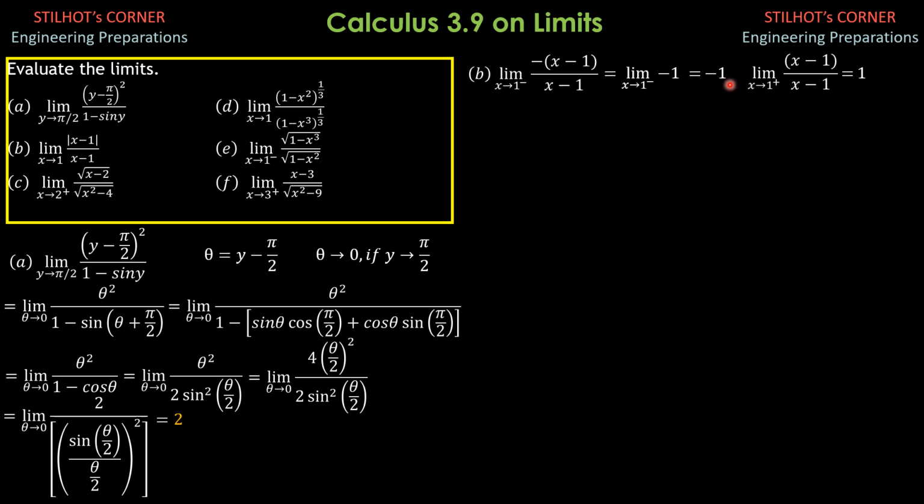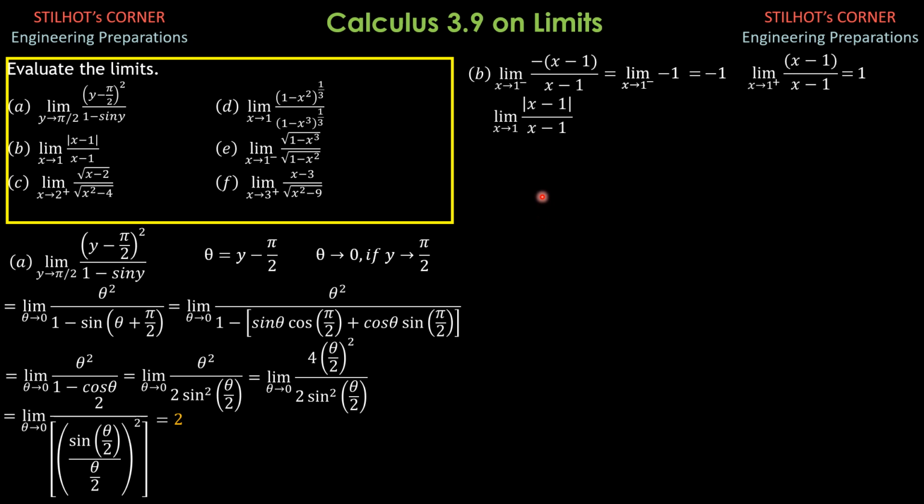Since the left hand limit as x approaches 1 from the left is negative 1, and the right hand limit as x approaches 1 from the right is positive 1, they are not equal, the left and the right hand limits. Therefore, we say the limit does not exist.